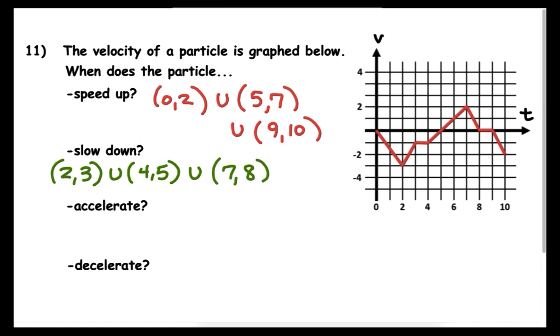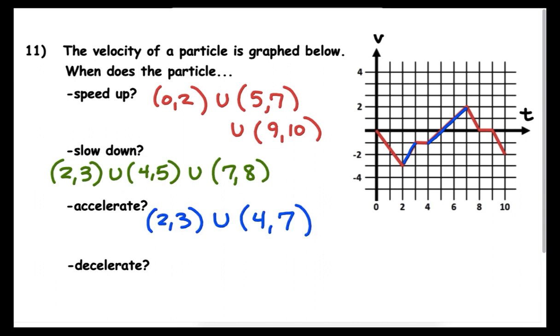All right, when does a particle accelerate? It seems like that's the same thing as speeding up, as I mentioned, but it is not. You are accelerating when you have positive slope. So you're accelerating here and here, between 2 and 3, and between 4 and 7.